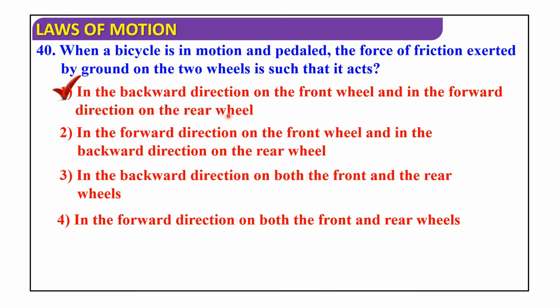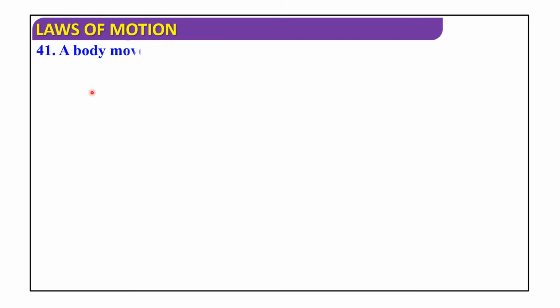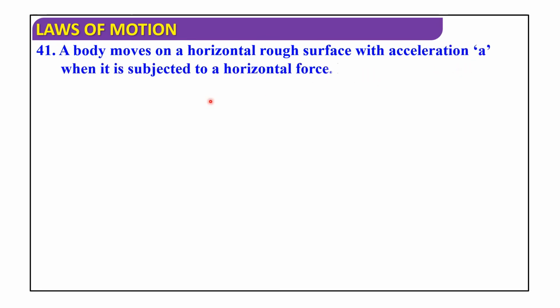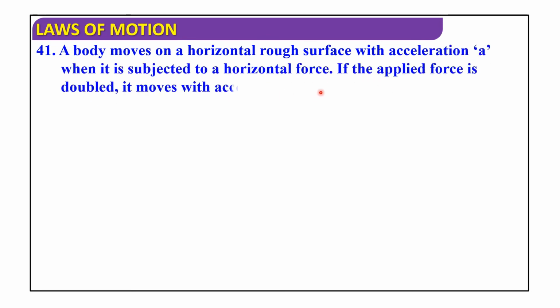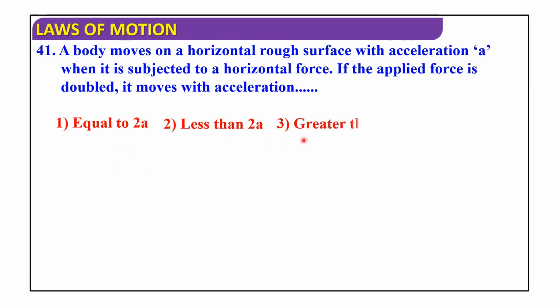Next, a body moves on a horizontal rough surface with acceleration A when it is subjected to a horizontal force. If the applied force is doubled, it moves with acceleration equal to 2A, less than 2A, greater than 2A, or equal to A. So here it is greater than 2A.